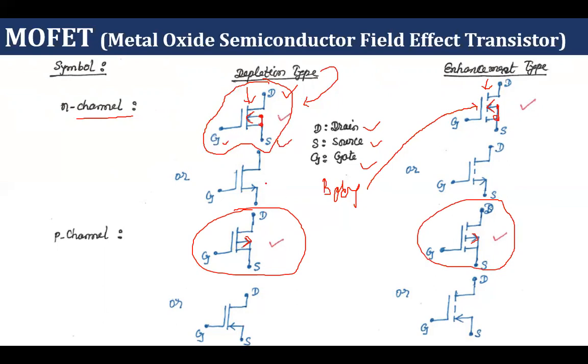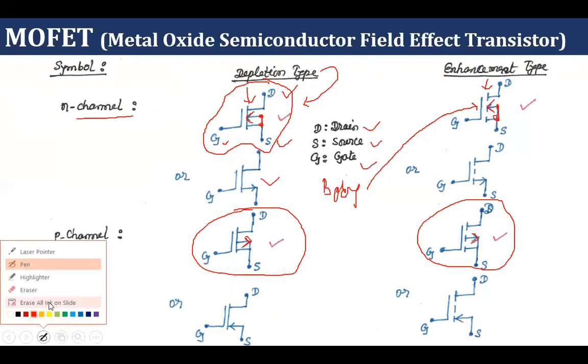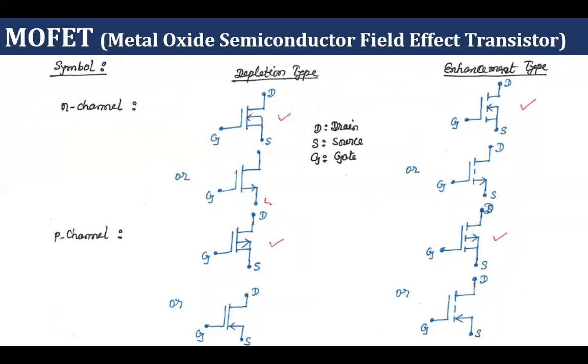The other symbol which we are using, here body terminal has not been shown, then arrow is marked on source terminal, and it is in the same way as what we have learned in case of bipolar junction transistor. If arrow is away from the body, this vertical line, then it is representing N channel, and if it is towards the body, it is representing P channel MOSFET. You have to remember, in case of enhancement we are using dotted line, whereas in case of depletion type we are using solid line.